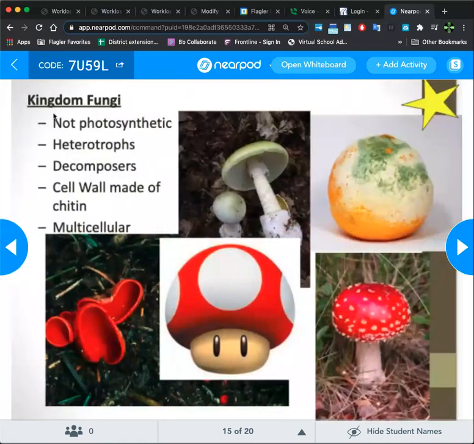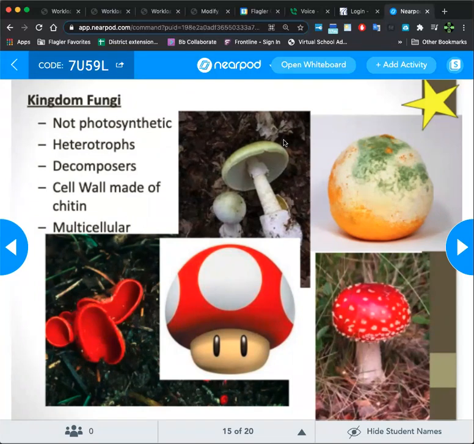All right. Next we have our fungus. So these are going to be like your mushrooms, things like that. A lot of common misconceptions. Usually students think, oh, a fungus is like a plant, so it photosynthesizes, it needs the sun. No, they're decomposers. So they basically absorb dead stuff in the ground. They're heterotrophs. For the most part, they're multicellular.